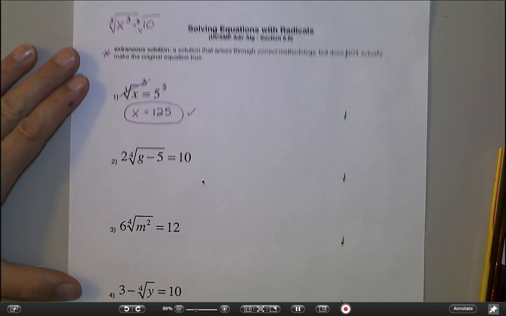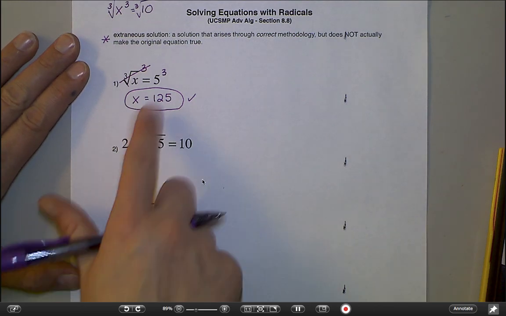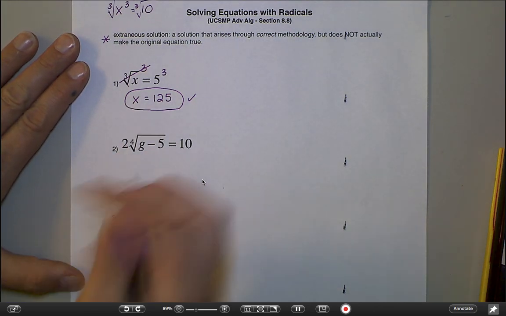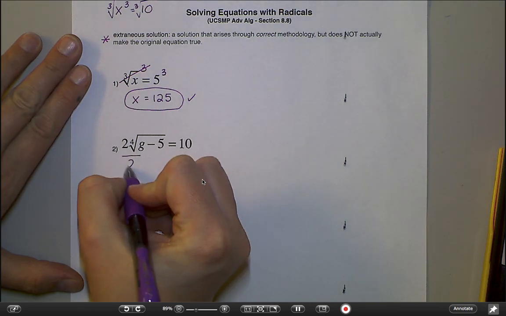So looking at number 2, before I can do anything, I want to get rid of any junk that's on the outside of the radical, so let's divide by 2 on both sides.